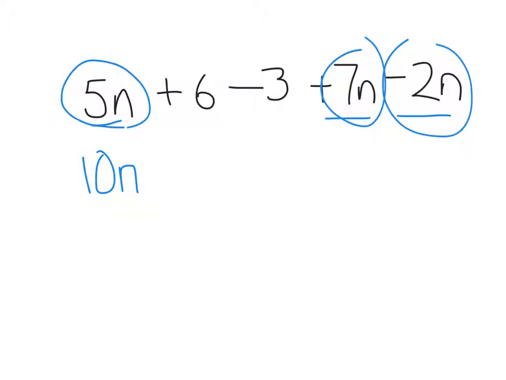Now I'm going to deal with the other part of it. So plus 6 minus 3. So what's 6 minus 3? That's going to be equal to plus 3. So that's all it is.